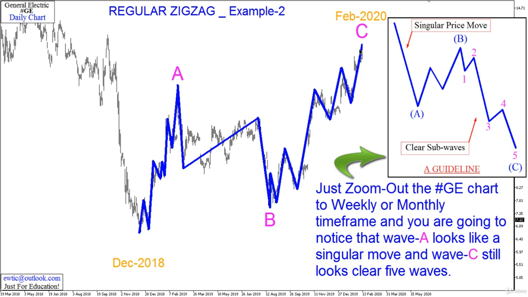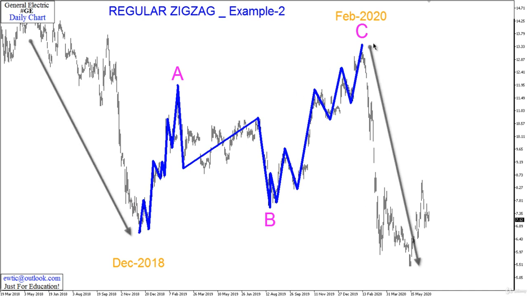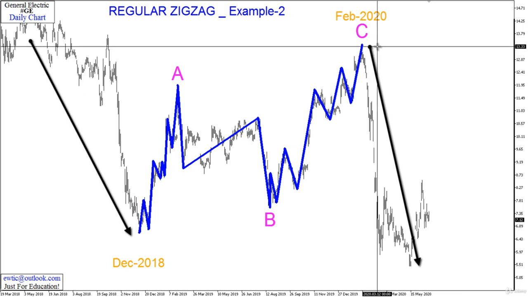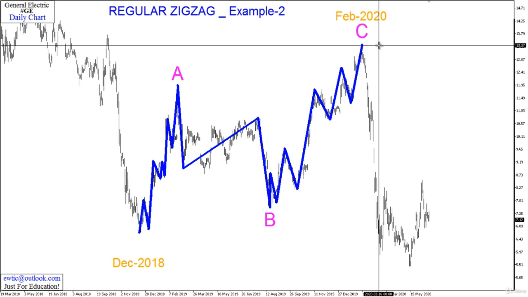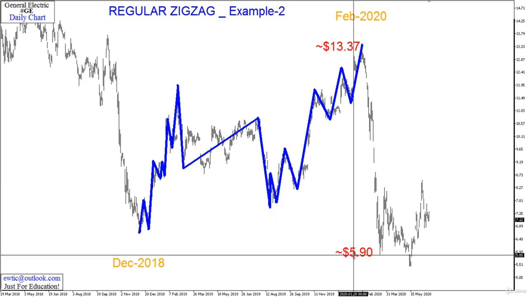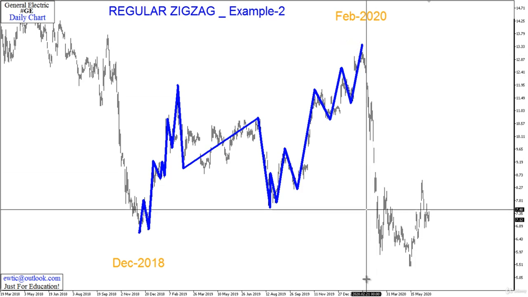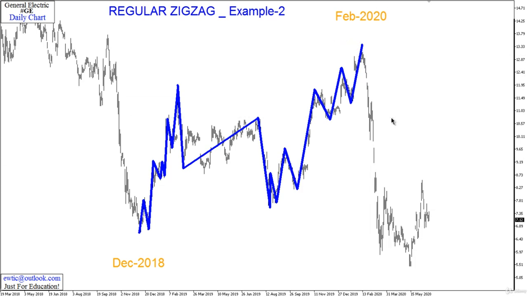A 5-3-5 pattern. And what happened after the completion of a zigzag is this. See how the market resumed its downtrend. The share price of General Electric fell from $13.37 a share all the way to $5.90 a share. This is a big fall, right? This is a crash in the market of General Electric. So let's have a look at another example of a zigzag.